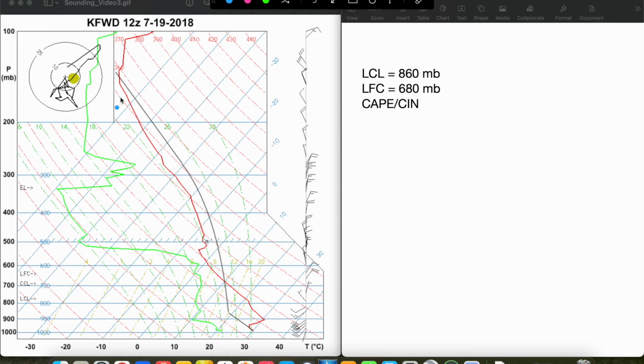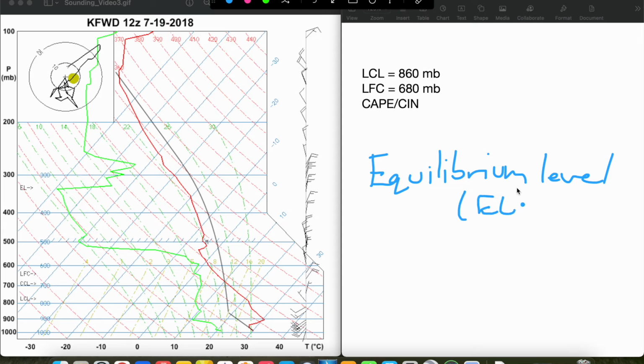So we've talked about the LFC. Now we're going to talk about the equilibrium level, or EL. And the equilibrium level is basically the opposite of the LFC. It is the point above the LFC, so our LFC right here, where the parcel becomes cooler than the environment. So you'd follow the parcel trace all the way up through this positive area. Then this point right here where the parcel now becomes cooler than the environment, or the parcel trace now moves to the left of the environmental temperature profile, that's your equilibrium level.